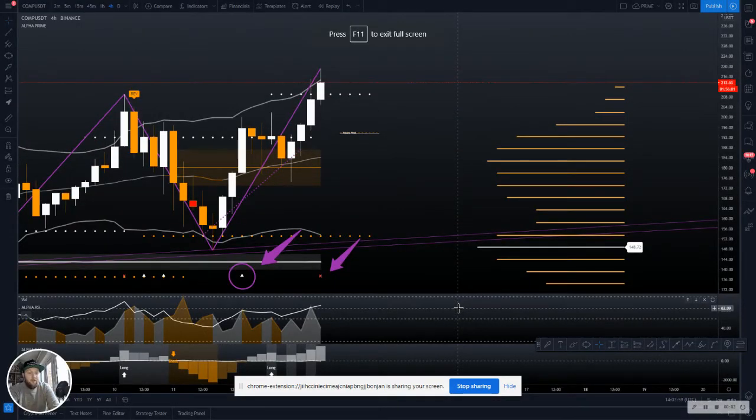Hey team, I thought this would be a good opportunity not only to trial my brand new webcam and see if the quality is any good, but also just to quickly run you through this latest inquiry about why the market scanner didn't pick up on the COMP USDT trade.